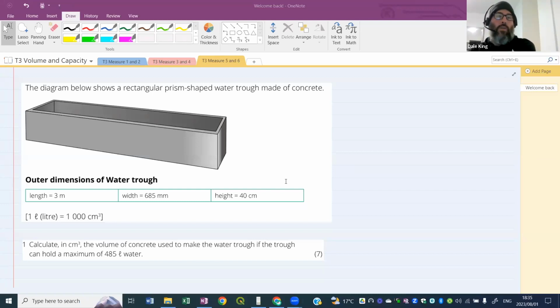There are dimensions for it. We've got length 3 meters, width 683 millimeters, height 40 centimeters. I don't know if you can notice something there. I don't know if you noticed something there, ladies and gentlemen.